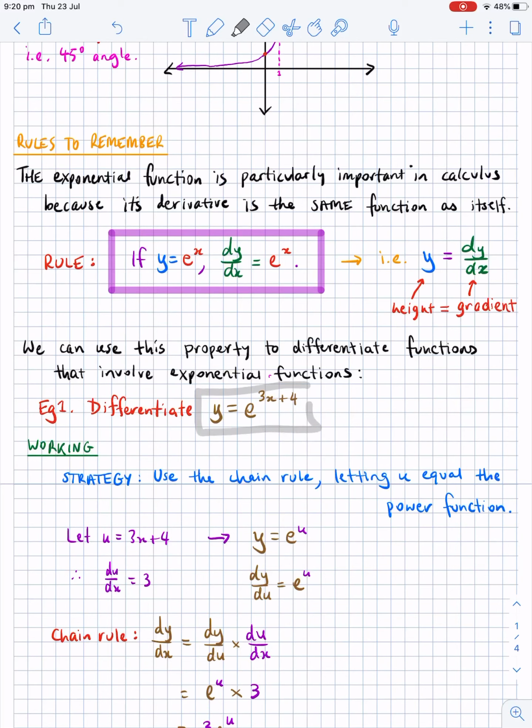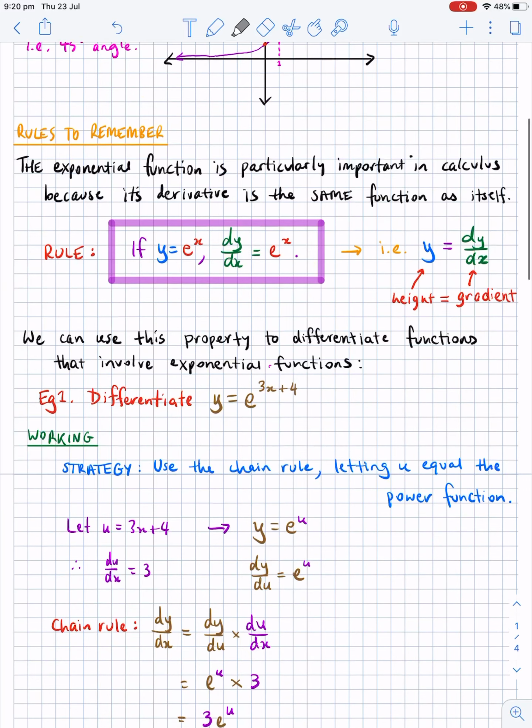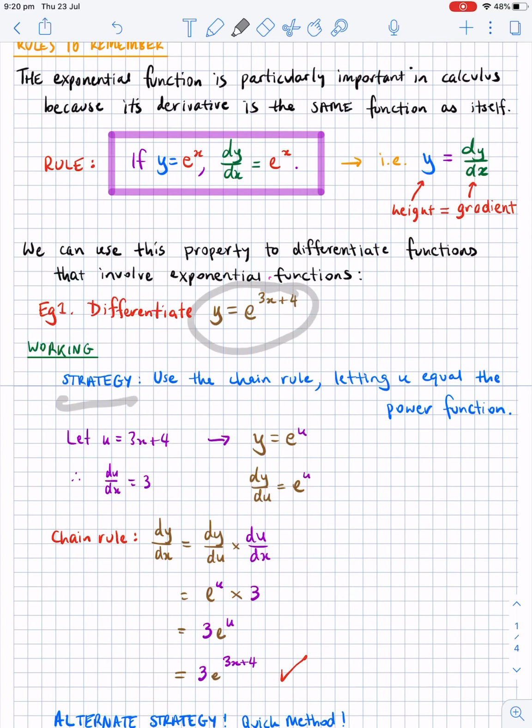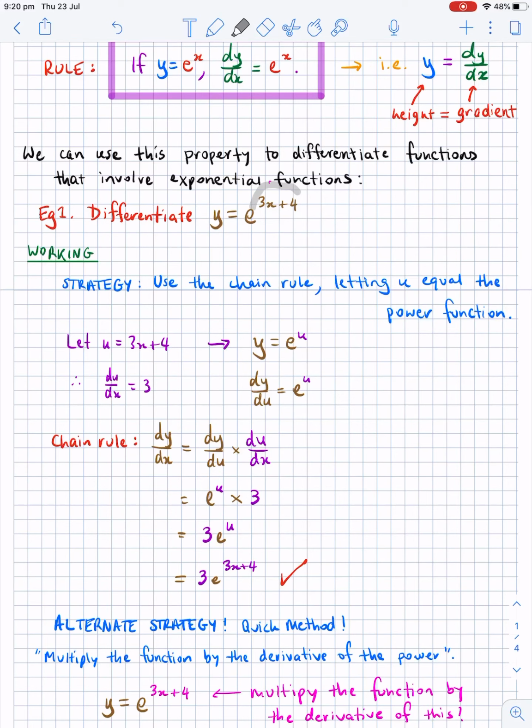So say we want to differentiate a slightly different exponential function. It's got the base e, but it has a unique power, 3x plus 4. So the strategy when we're differentiating this sort of thing is that we want to use the chain rule, letting u equal the power function. Instead of having this strange looking power, we can change that to a u. We can let u equal 3x plus 4. So let u equal 3x plus 4. We can find du dx, which is going to be equal to 3, the derivative of this function.